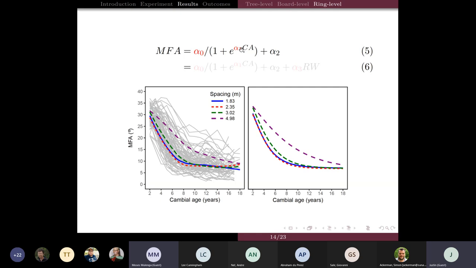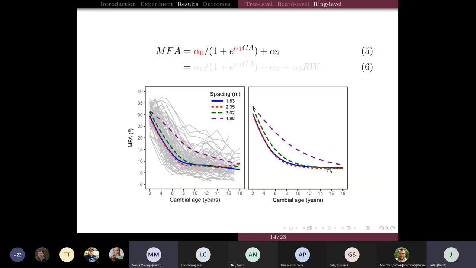So we clearly see that what stands out most is that for 403 stems per hectare, the rate of change of MFA across the cambial ages is much lower than that of those more closely spaced, which shoots down much faster than that of 403. That also explains the previous graph, where we saw that for 403 stems per hectare, the difference between the boards closer to the pith and the outer boards was much smaller, as you can see, than the more closely spaced treatment. So a board over here and a board over there. It helps to explain what we saw in the previous graph.